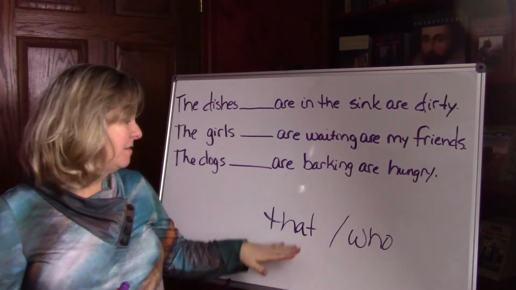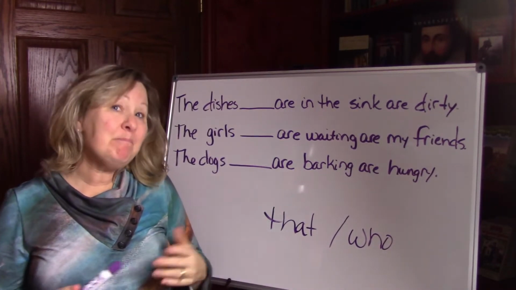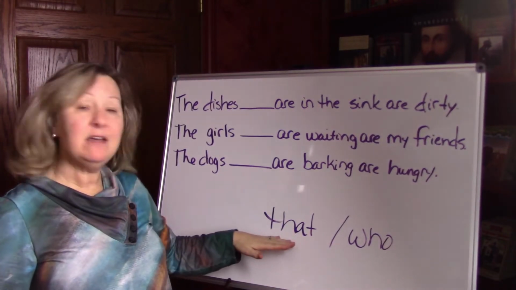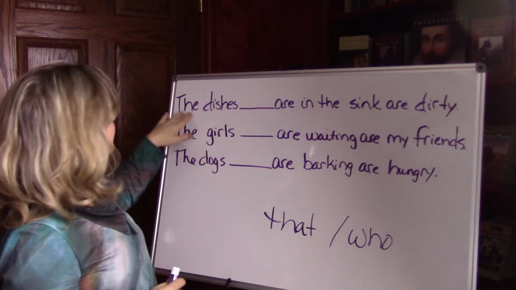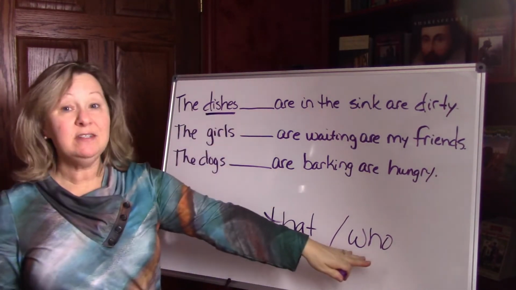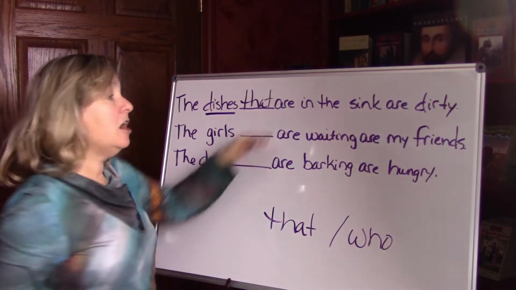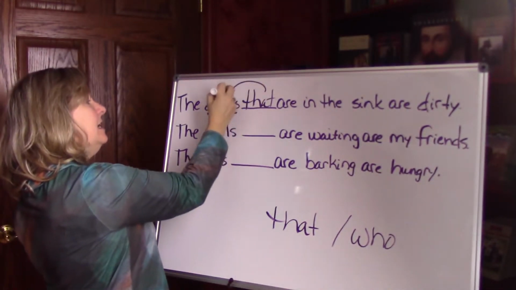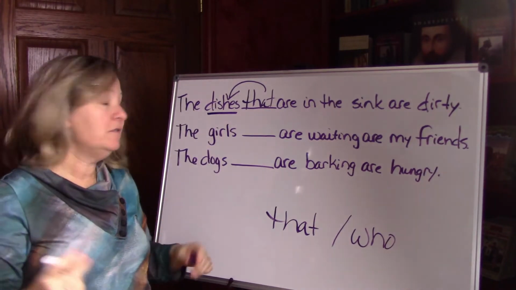First, let's get that and who sorted out. Generally, though, you may find some postmodern naysayers. Who is going to refer to people, that will refer to animals or other nouns. Let's try these sentences. The dishes, well, here's our noun. It's not a person, so we're not going to say who. We're going to say that. The dishes that are in the sink are dirty. So you can see this is relative back to dishes, and that's why it's called a relative pronoun.